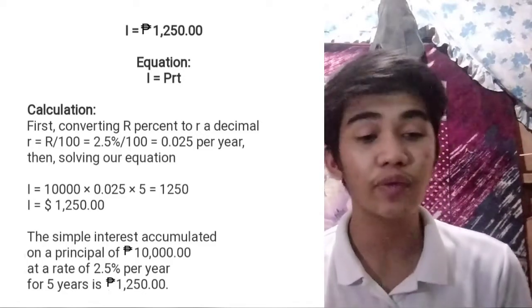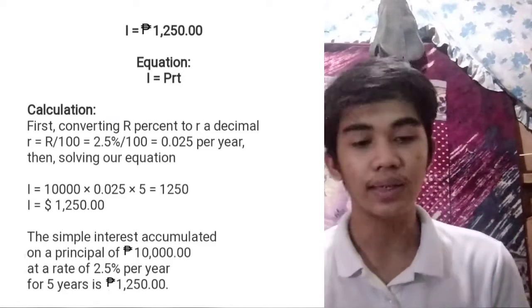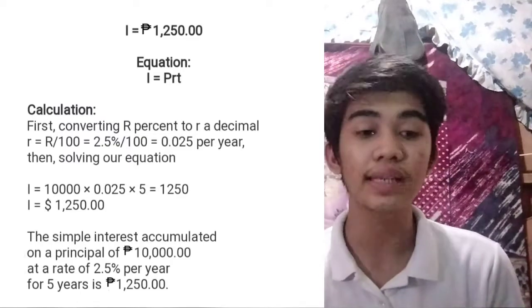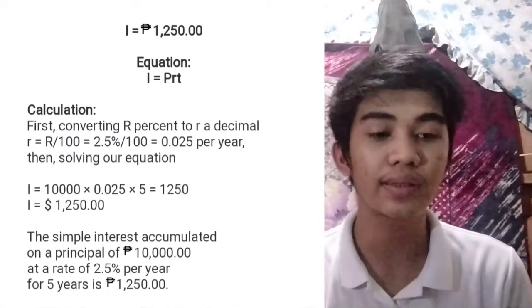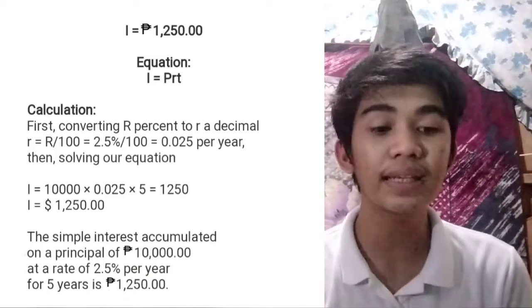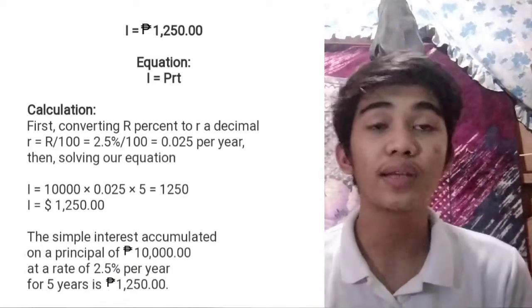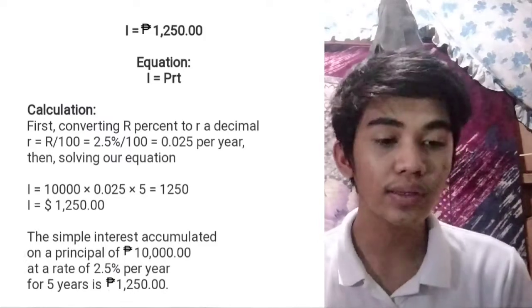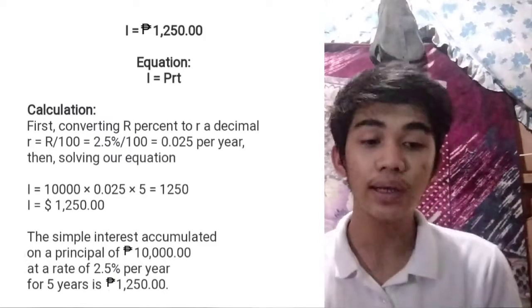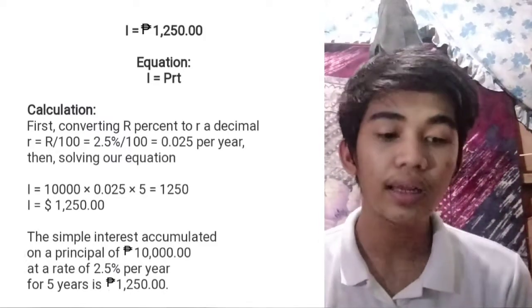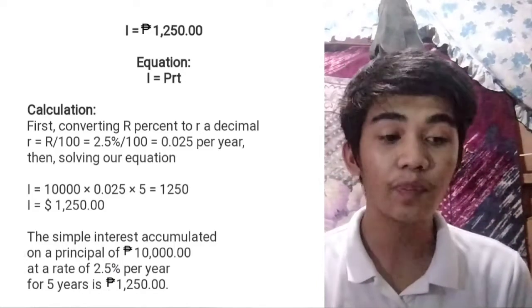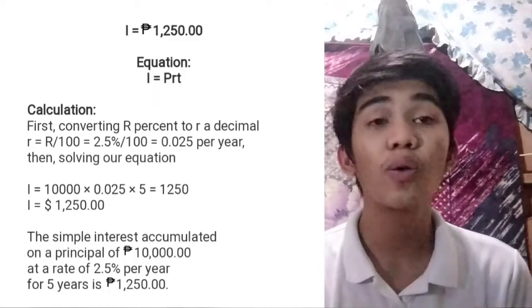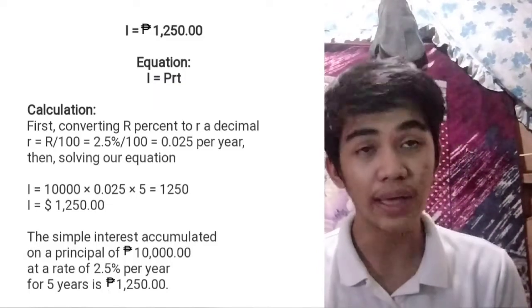Next is to substitute the given in the equation I is equal to PRT. So we can get I is equal to 10,000 times 0.025 times 5. Let's simplify further. 10,000 times 0.025 is 250, times 5 is 1250. So our interest is 1250 pesos. Therefore, the simple interest accumulated on the principal of 10,000 pesos at the rate of 2.5% per year for 5 years is 1250 pesos.